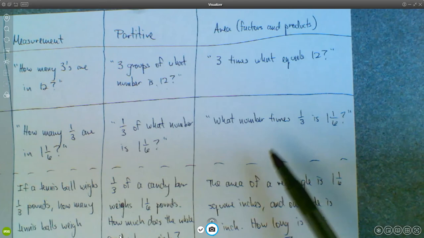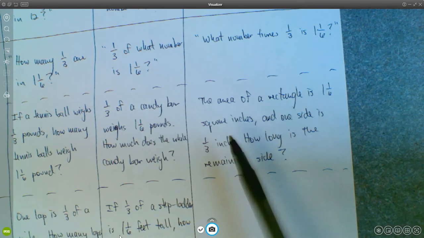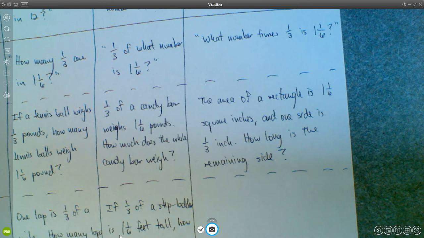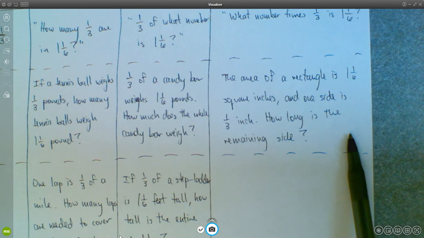So the area model would be a question like this. The area of a rectangle is 1 1/6 square inches, and one side is a third of an inch. How long is the remaining side? And I don't even have another example to show you, because that's really what the area model is asking. But the answer would be, since it's an area, your units would be square units.